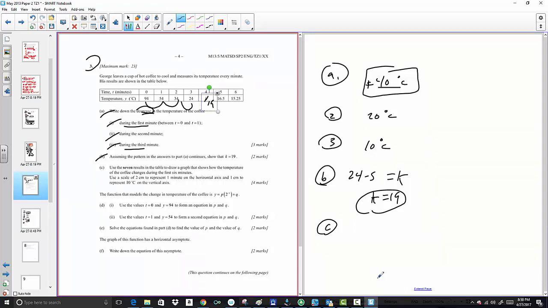It says use the 7 results to draw a graph that shows how the temperature of the coffee changes during the first 6 minutes. Use the scale of 2 centimeters to represent 1 minute on the horizontal axis, and 1 centimeter to represent 10 degrees on the vertical axis. So we're going to have to use graph paper, right? I'm going to pull one up here, and we'll do a quick sketch of this. All right, so let's do that.